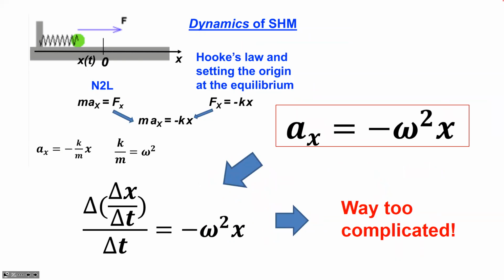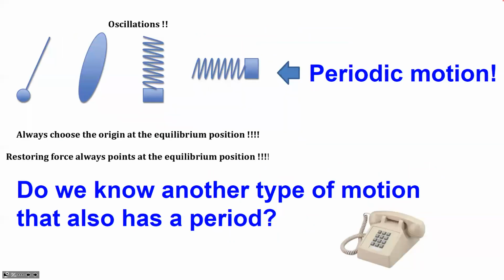This is, of course, too complicated. Newton solved it, Hooke solved it, but Newton invented calculus for that, and we don't use calculus. So what do we do? We have to use previous knowledge. Do we know any other motion that also has a period, that also repeats itself?